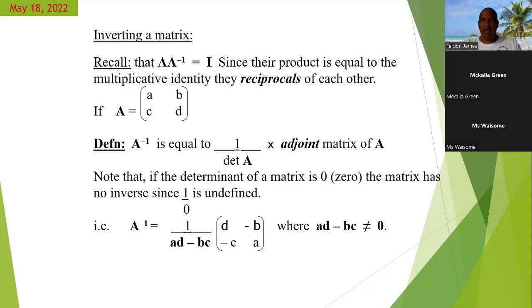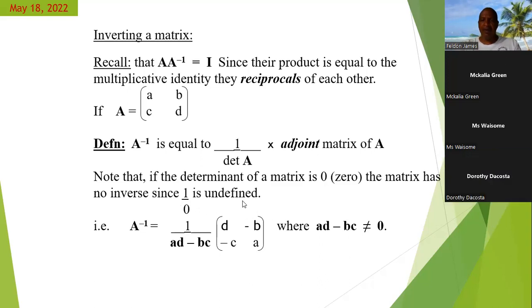Now we also talk about a non-singular matrix. If the determinant is a number other than 0, then the matrix will have an inverse, and that matrix we call a non-singular matrix. So the general formula here is 1 over AD minus BC.